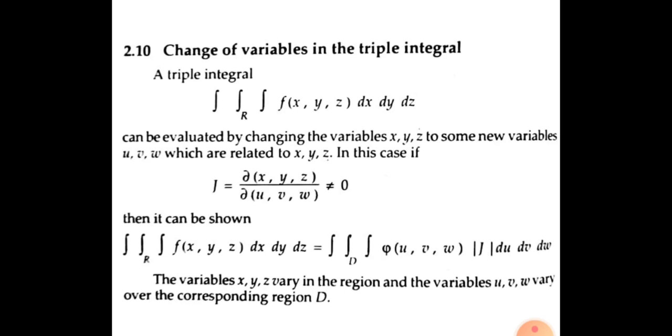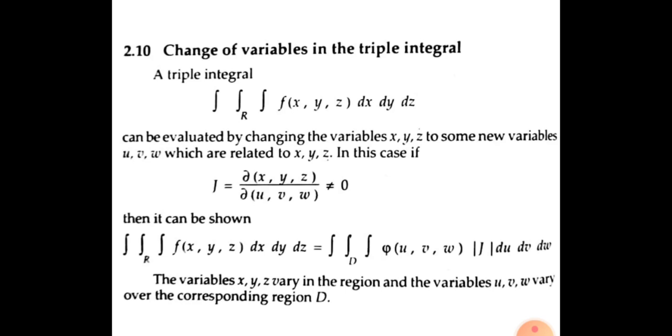So, to evaluate such type of integrals, that is the triple integral of f of x, y, z dx, dy, dz over R, we have to change the variables x, y, z to u, v, w. After changing Cartesian to this new system, we should find out the Jacobian also. What is the Jacobian? Jacobian J is equal to dou of x, y, z by dou of u, v, w. That Jacobian should be non-zero, not equal to 0.